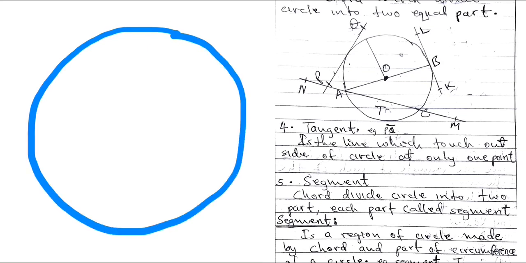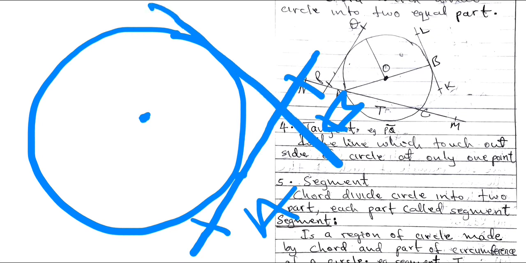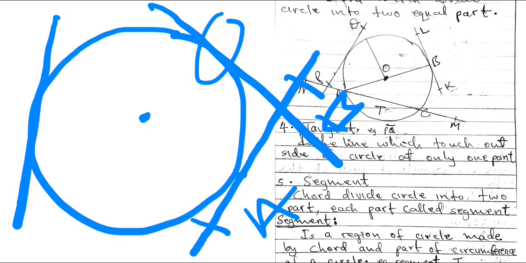For instance, this is a circle with the center O. If there's any line which touches this circle outside at only one point, then this line is what we call the tangent. So this line is a tangent because it touches the circle outside at only one point. So I can say this line AB is a tangent. But it is not only that, even this line is a tangent because it touches the circle at only one point outside. So even this one also is a tangent.